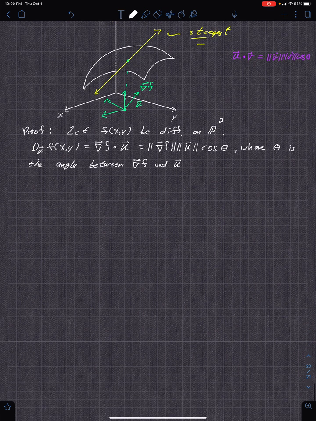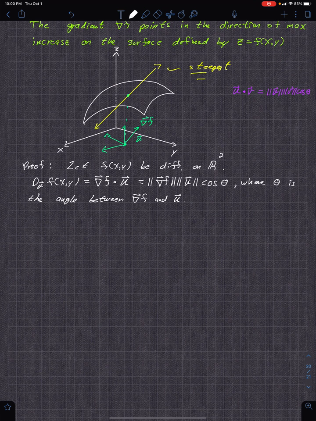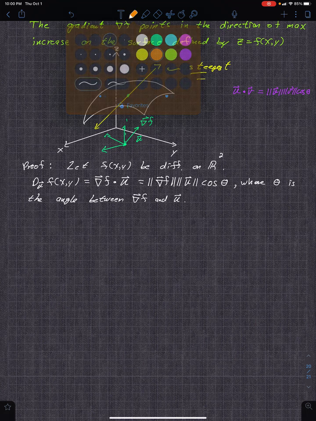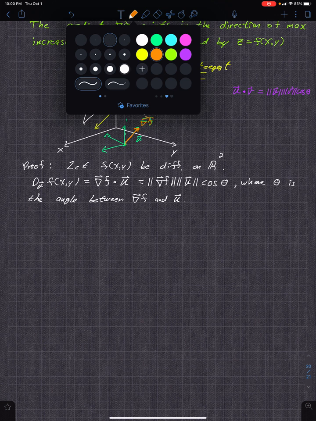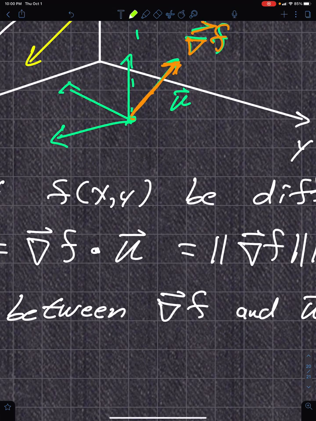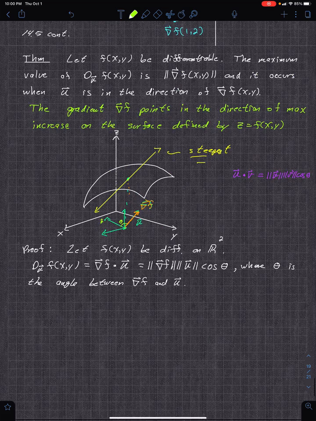Well, if that's the angle between them, going back to this diagram here, let's say that's the gradient right there, and then I drew the picture up there. So your u is at an angle to that. Let's pick this one to be theta over here. So this is my u, and there's my angle. So what value of theta makes that the greatest magnitude?